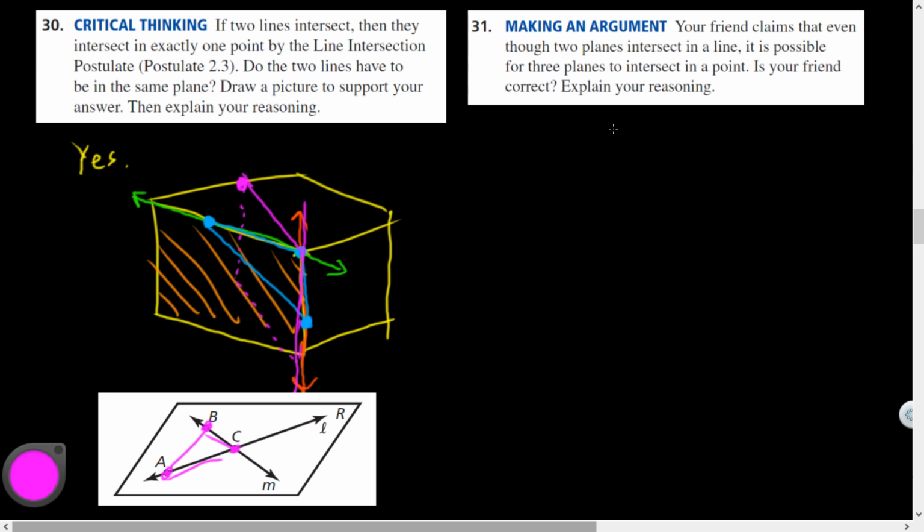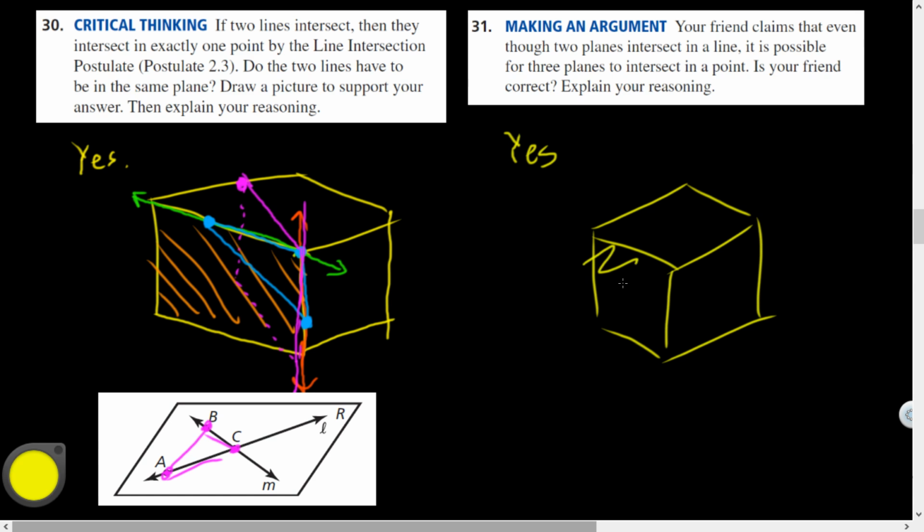All right, let's see. 31. Your friend claims that even though two planes intersect in a line, it is possible for three planes to intersect at a point. Yeah, definitely. Sure. Yes, he's right. I'm going to say yes. Man, that's the weirdest why. Okay, here we go.